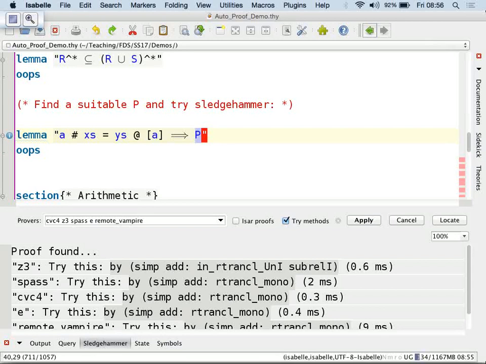But other people are welcome to join in and suggest something. Yeah? There exists Z such that X's equals Z at A and Y equals A. Such that, sorry? Yes. Mm-hmm. Sounds reasonable.